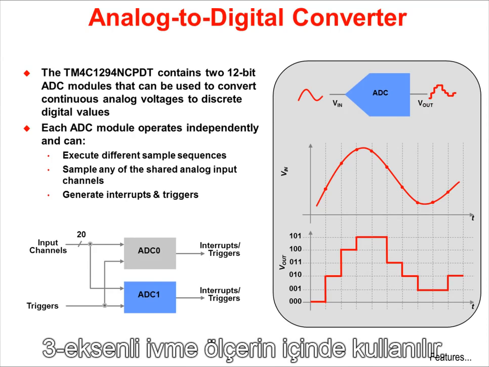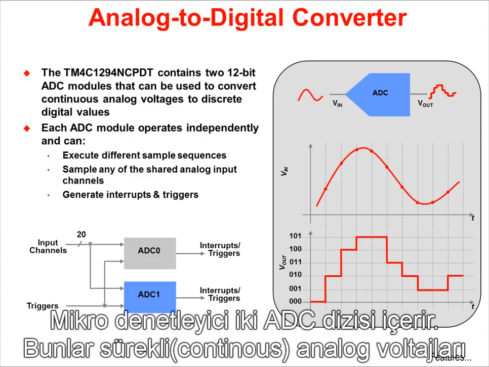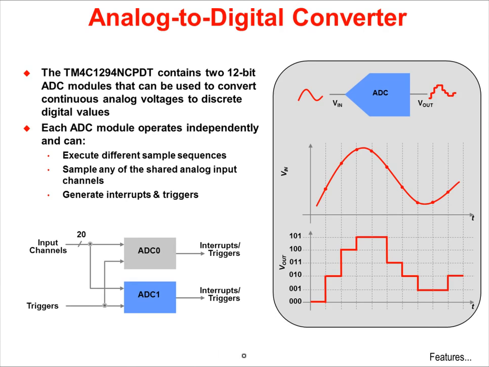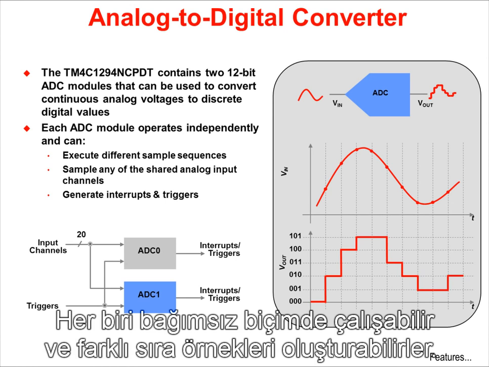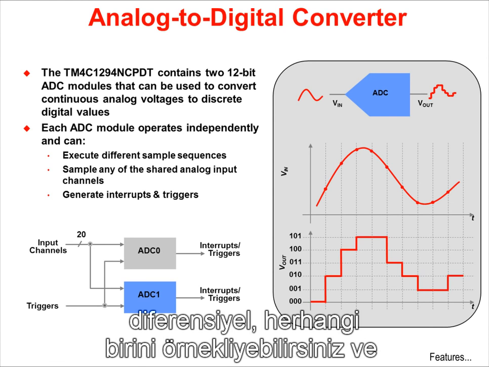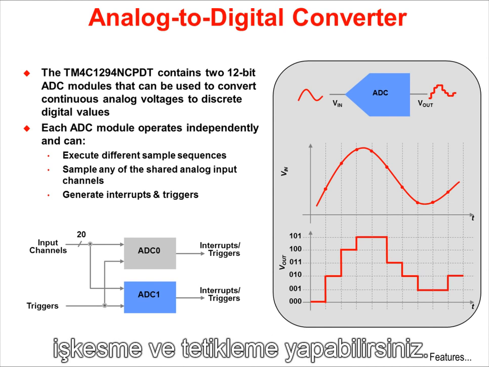The microcontroller features two ADC modules, ADC 0 and 1, that can be used to convert continuous analog voltages to discrete digital values. Each one of those modules has 12 bits of resolution, can operate independently, and can execute different sample sequences. You can sample any of the shared analog input channels, single-ended or differential, and you can generate interrupts and triggers.